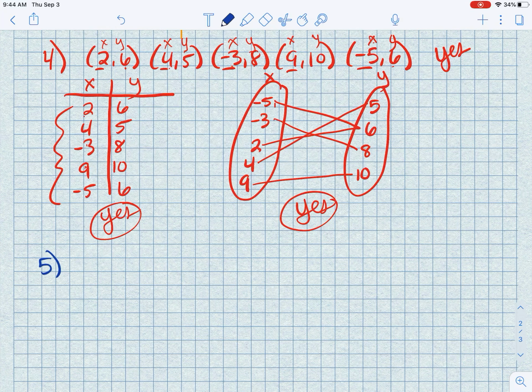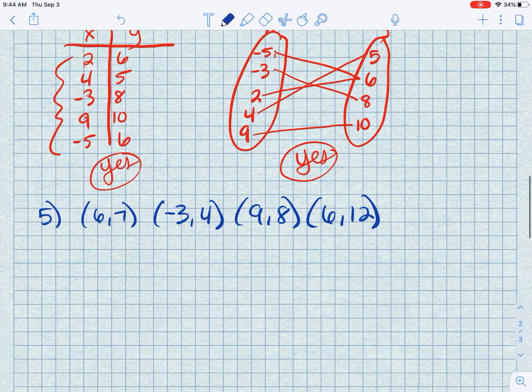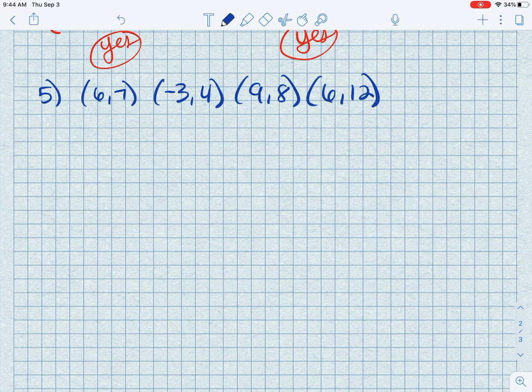So this will be number 5. Let's do (6, 7), (-3, 4), (9, 8), and (6, 12). So I'm going to show you each of the methods again just so that we make sure that we've seen all of them, because you don't know which one you're going to be given.